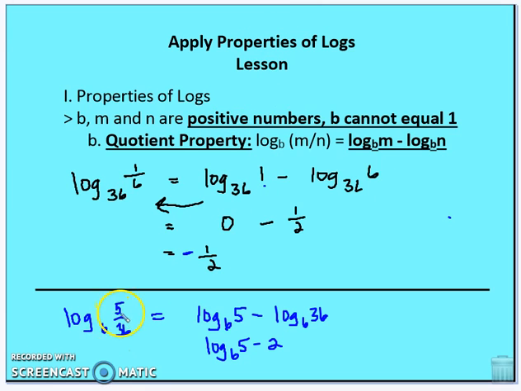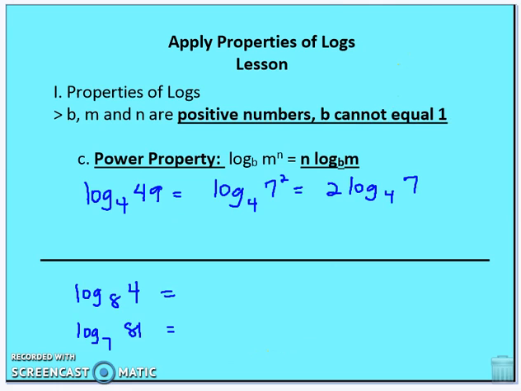Log base 6 of 5 over 36, using the quotient property, is log base 6 of 5 minus log base 6 of 36. Log base 6 of 36 is 2. So we end up with log base 6 of 5 minus 2. All right, last one, power property. Log base 4 of 49 is the same as log base 4 of 7 squared, which is the same as 2 log base 4 of 7. I have a couple examples here I want you to work through. I'll pause for a moment, and then we'll come back and check your work.